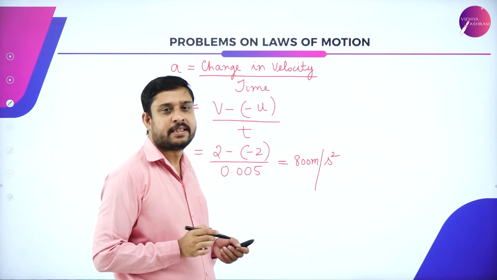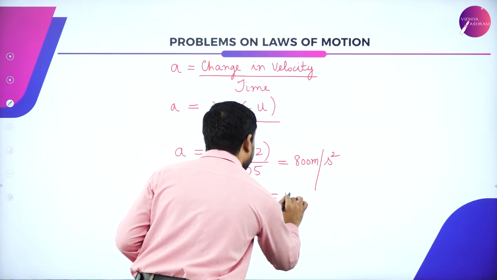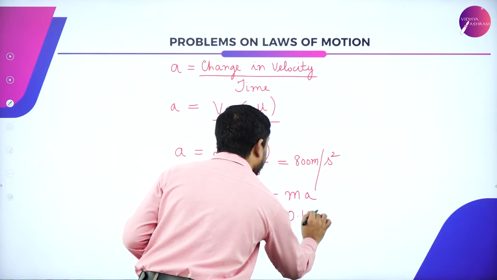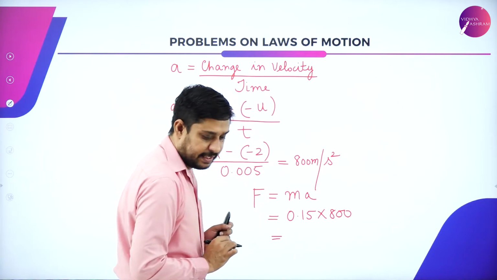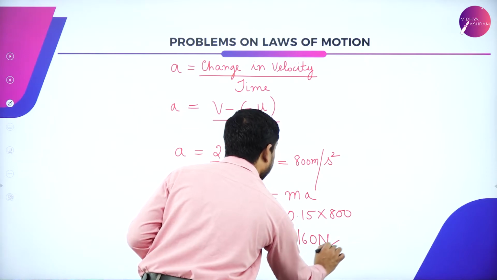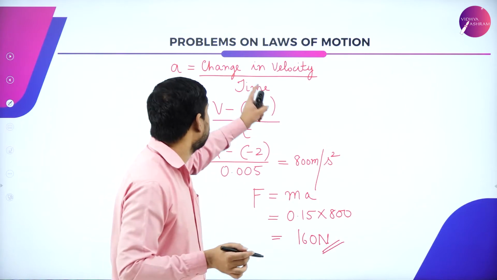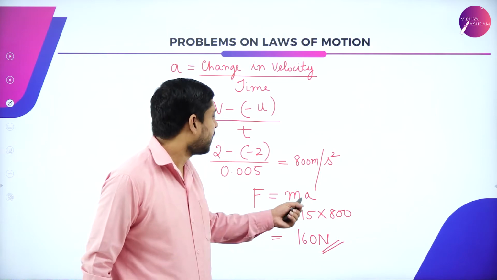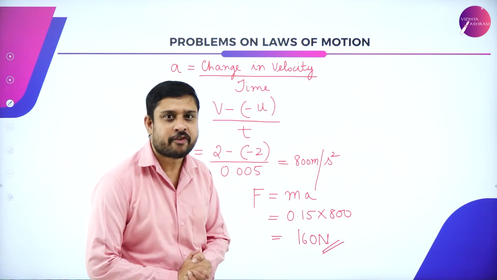Acceleration is calculated. Mass is known. So what is force equal to? 0.15 into 800, which is equal to 160 Newton. See? Calculate acceleration. Since the bouncing system uses this concept, Newton's second law, I arrive at the expression for force.